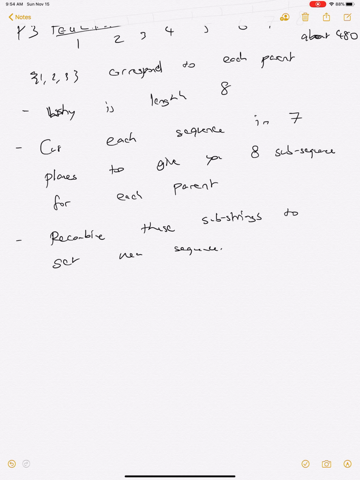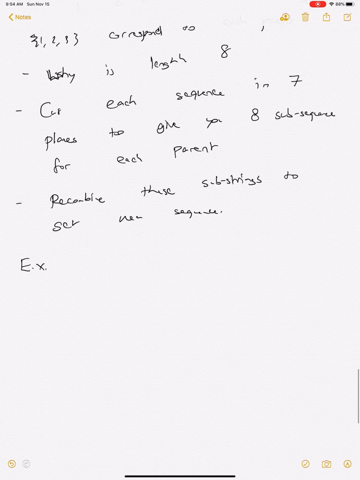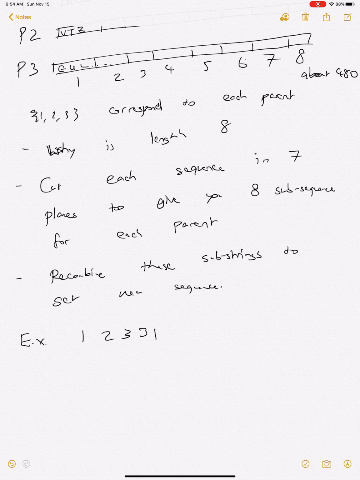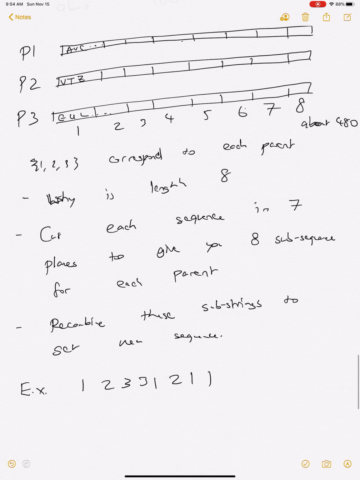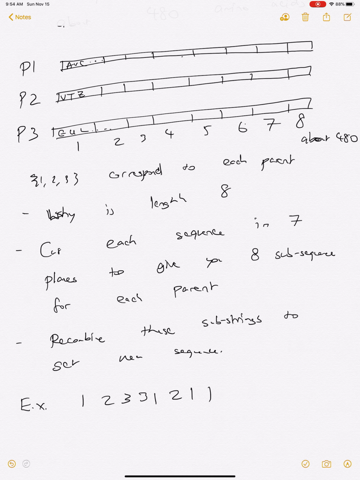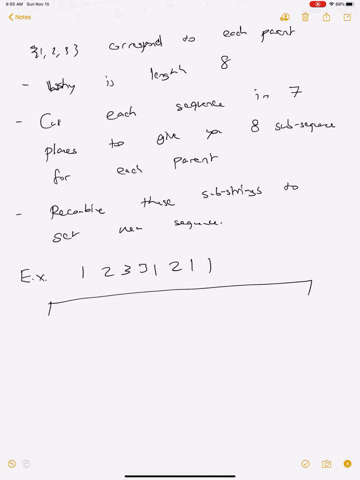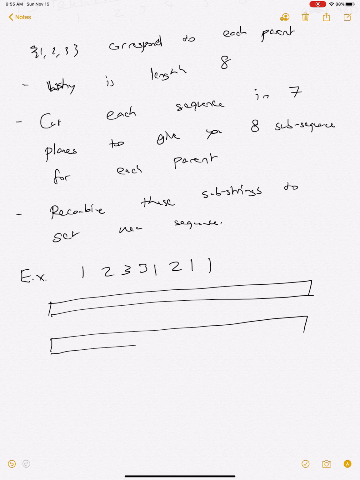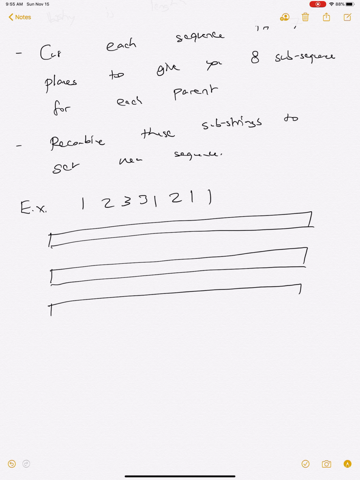So, for example, if we have the sequence 1, 2, 3, 3, sorry, not 4. It only goes up to 3. So 1, 2, 3, 4, 5, 6, and then 1, 1. Let's say we have that as our sequence. Then what that's basically saying is you've got a sequence that looks like this. So you recombine the sequences. Let me just, again, cut them into 8 pieces the way that's done.